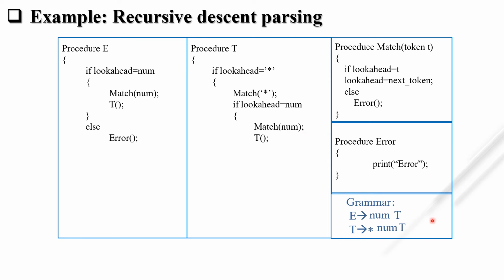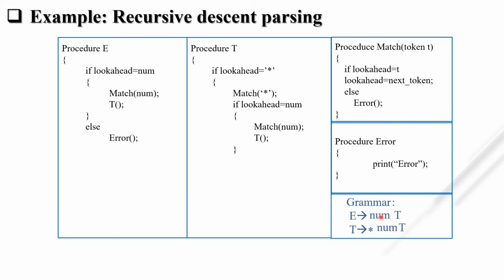Then in the right hand side there is a non-terminal symbol T, so we simply call T. Okay, we already have the procedure T, so we simply call T. If on the right hand side there is any non-terminal, we simply call it. And on the left hand side we have a recursive rule.